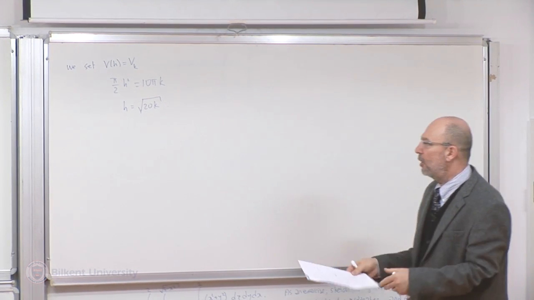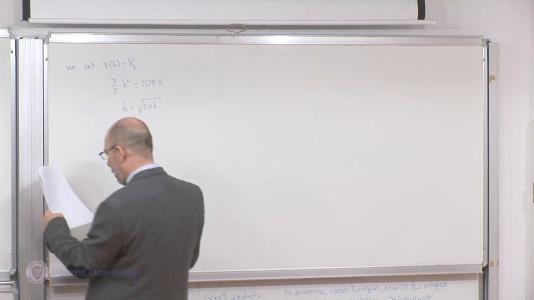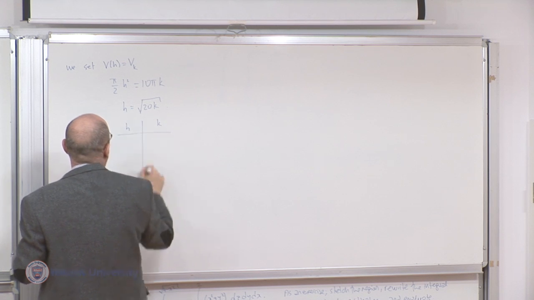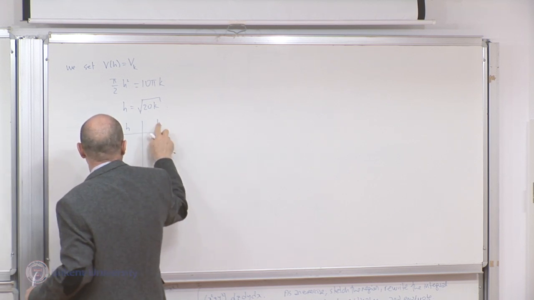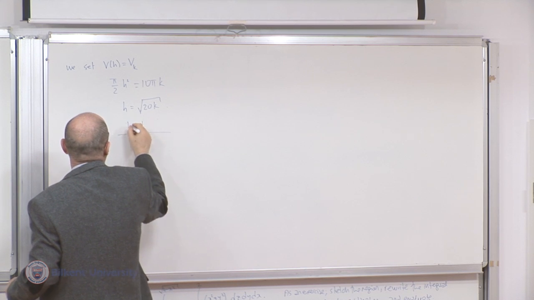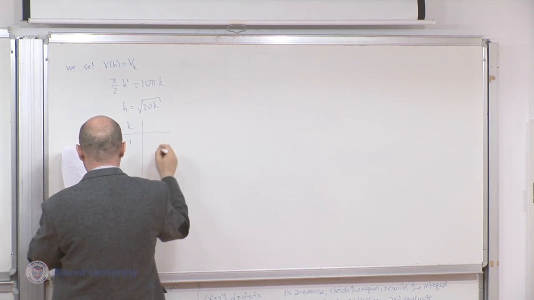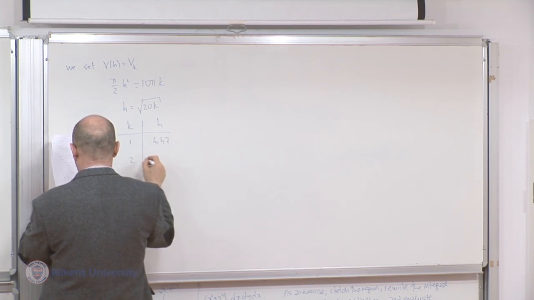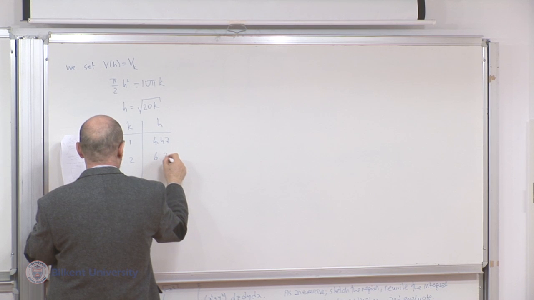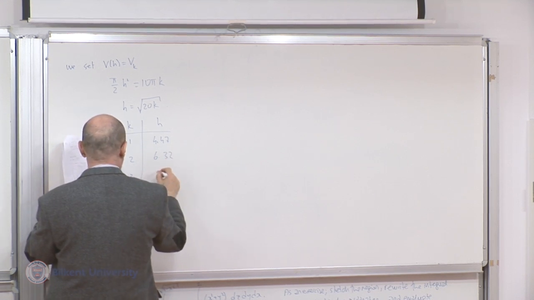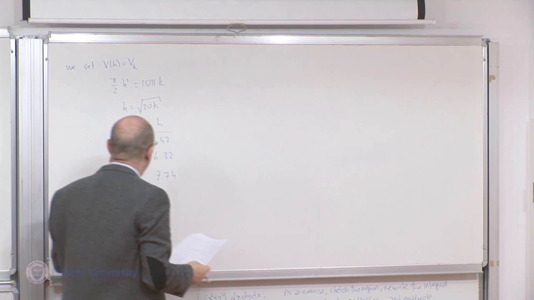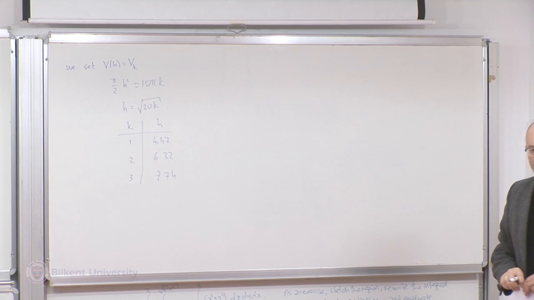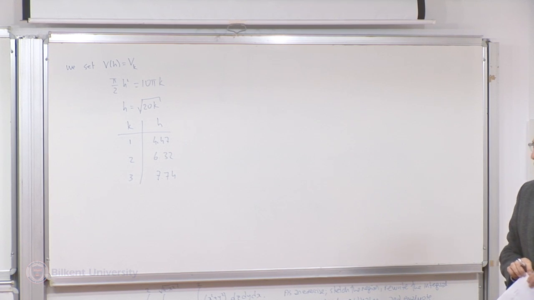So now we can calibrate this. When h and k, we can prepare a small table. Or let me do it the other way, because first I want k. When k is 1, h is 4.47. Just to see that things work, k equals 3 gives 7.74. Once we have this formula, the rest is easy. So this is a calibration problem.